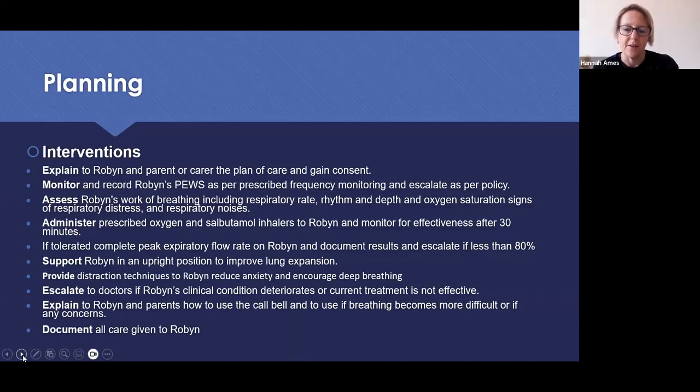Obviously depends on the severity of the asthma attack. We're obviously always going to escalate if the child's condition deteriorates, and we're going to ensure the parents know how to call for help if anything becomes more difficult for that child with their breathing, and we're going to document all the care.